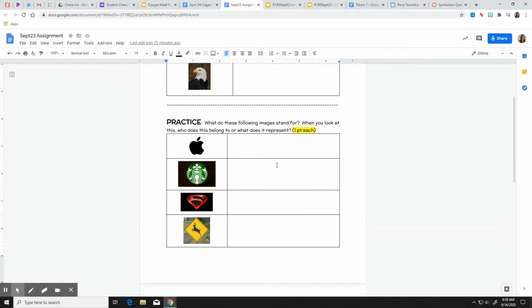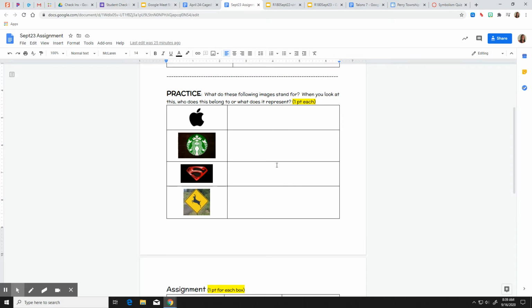For the practice then, I want you to think about when we drive down the road or we're looking on the computer and we see these symbols, they represent something. I don't want you to tell me something like, oh, this represents freedom, okay? That's not what I mean. When I look at this apple, what do I know this represents? Obviously, this is one of my favorite symbols here. What store does this represent? What hero does this represent? What does this sign represent when you're driving down the street?